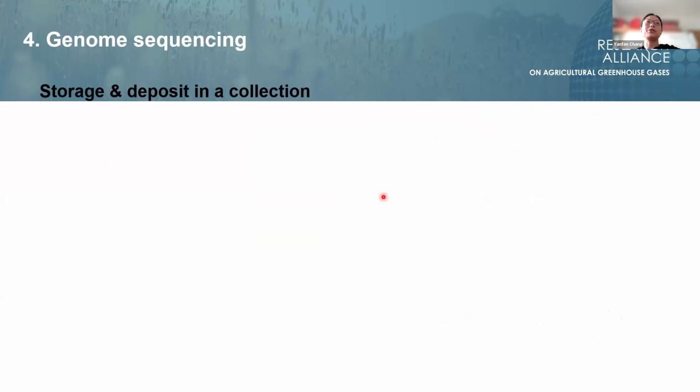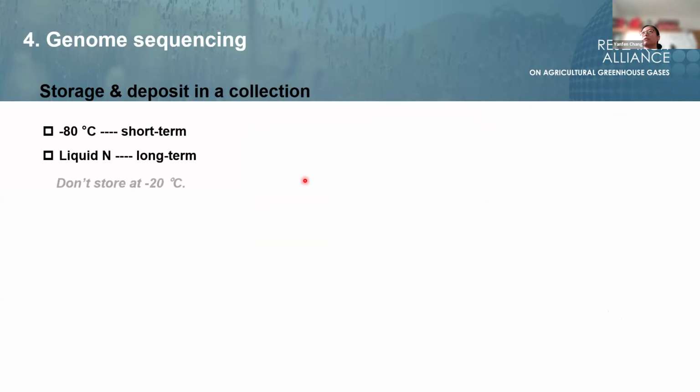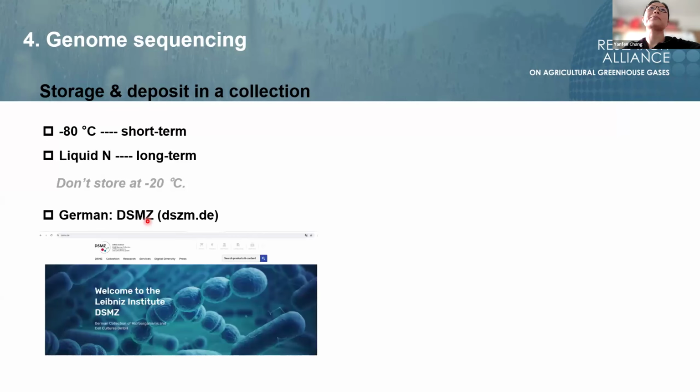And next one is the genome sequencing. And after we get the pure culture, we need to store it, okay? So the storage of a number of fungi is now actually a problem. And usually we need to store them at -80 for short-term storage and liquid nitrogen for long-term storage. So please remember, do not store at -20, because you won't get live fungi if you store them at -20. And after that, you need to think about depositing your strain, your culture, in a collection.